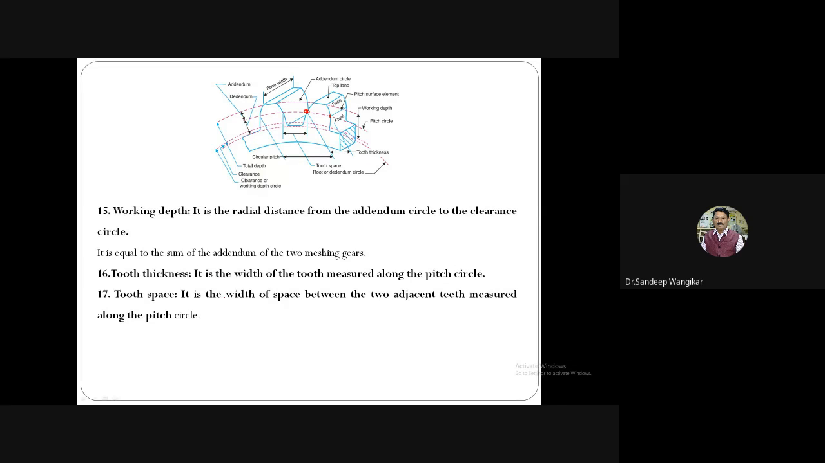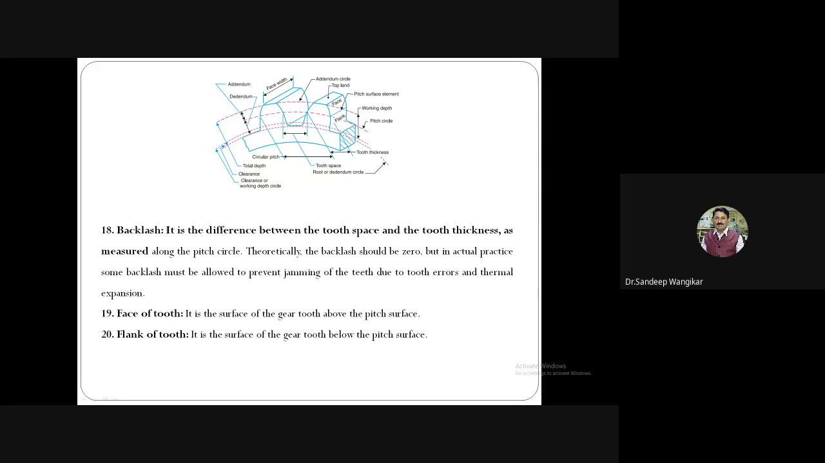Tooth spacing, it is the width of space between two adjacent teeth measured along the pitch circle. See here, what is the spacing available, the width of space. For example, I will highlight this point to this point. So this is the tooth space highlighted in the figure. Once again, I am highlighting the same. So this is the tooth space. Again, it should be measured along the pitch circle only. Backlash, a very important concept in gear terminology.